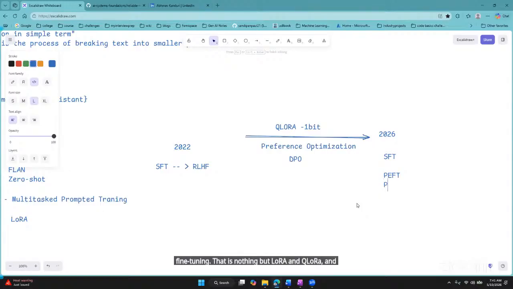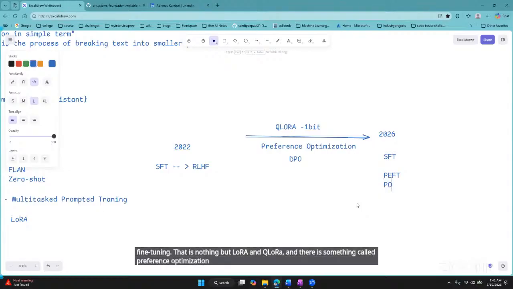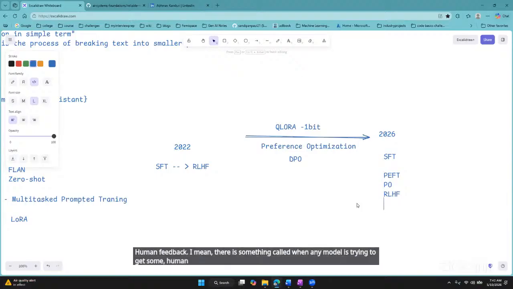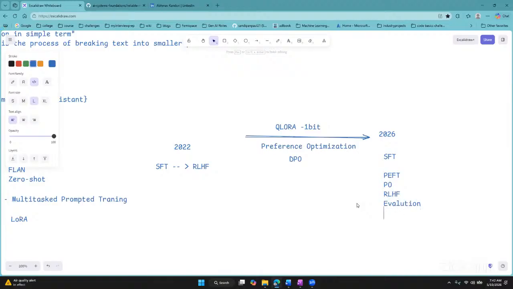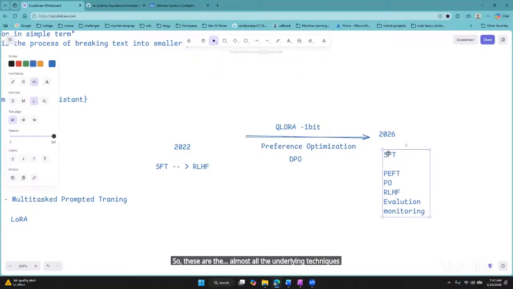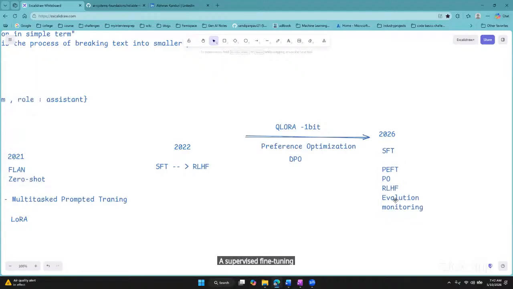And there is something called preference optimization. That is nothing but PPOs and DPOs on top of reinforcement learning from human feedback. And when any model is trying to get some human feedback, it is doing self-evaluation. It is monitoring and penalizing itself. So these are almost all the underlying techniques supervised fine tuning has in 2026.